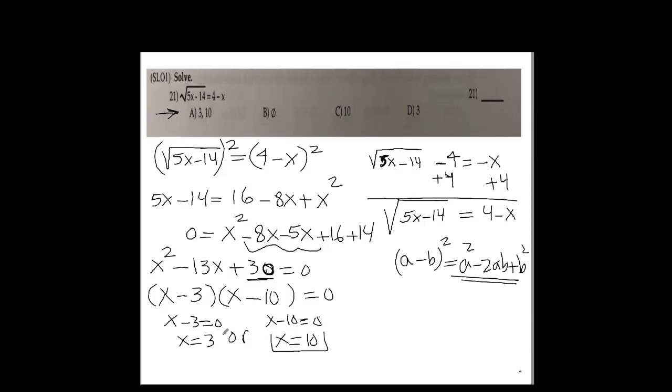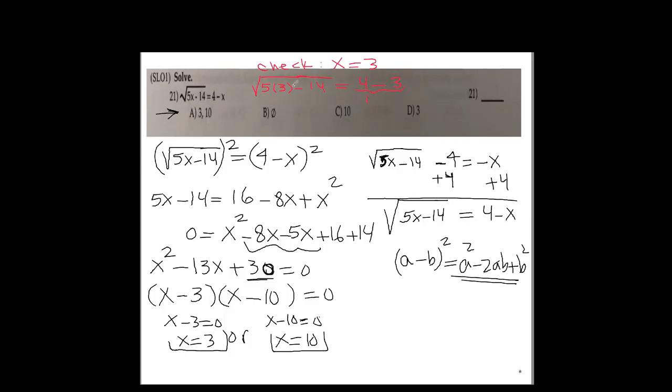Now you also have to check the answers to see if both of these answers make sense. Sometimes they don't. So let's check 3. Let's see if 3 is a real solution. So I go ahead and substitute 3 for each x and see if it's going to add up to what I have on the right-hand side. So here it will be 4 minus 3. On the right-hand side, 4 minus 3 would be equal to 1.